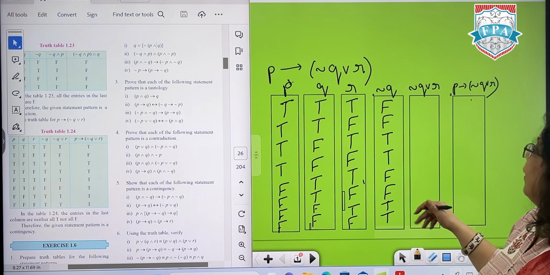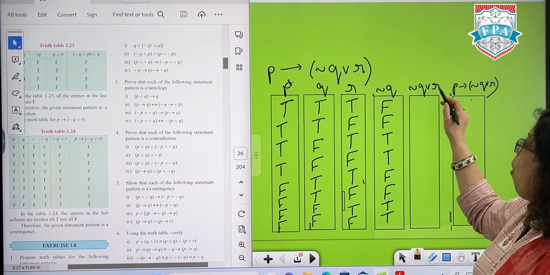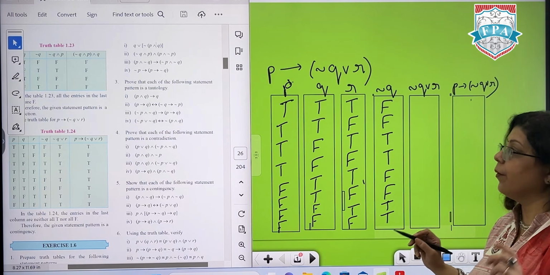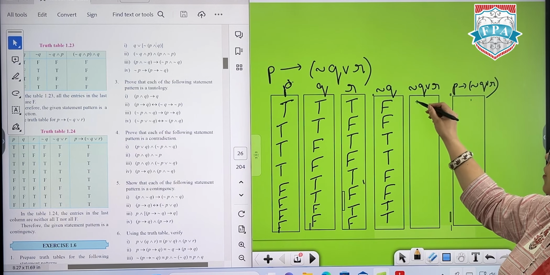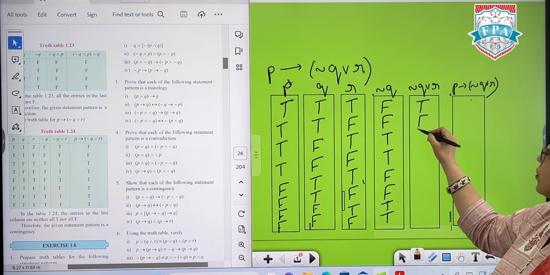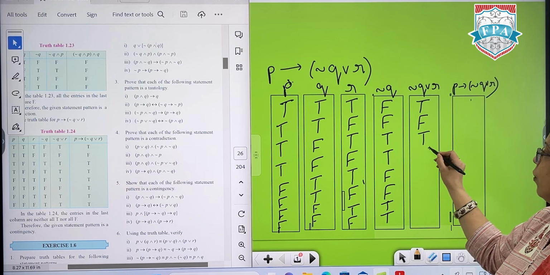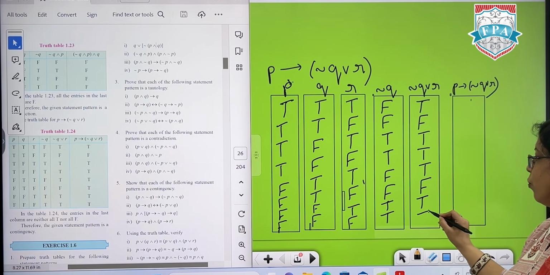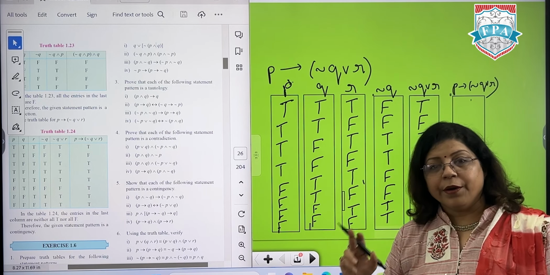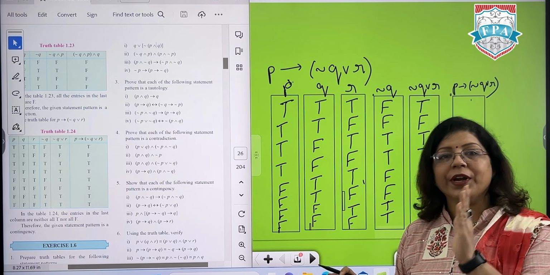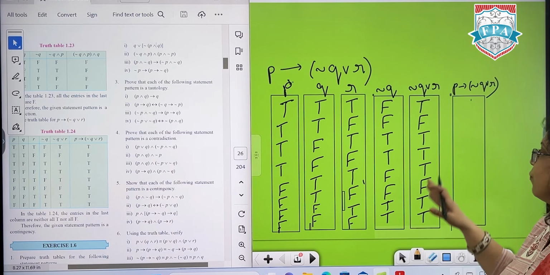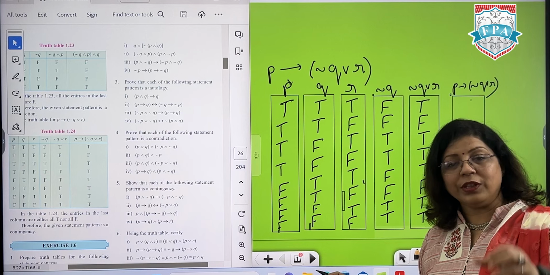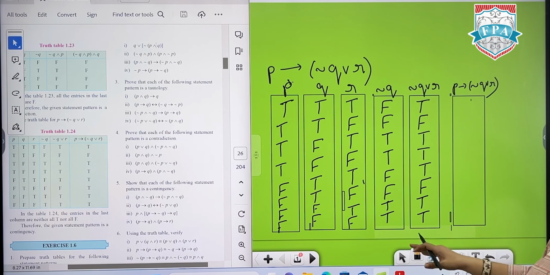Perfect. Now this is negation of Q or R. So in the third and fourth columns, apply or. True or false? True. False and false, false. True, true, true, false, true, true. Remember, when one is true and one is false, your answer will always be true. Even if you have just one true, the answer will always be true.